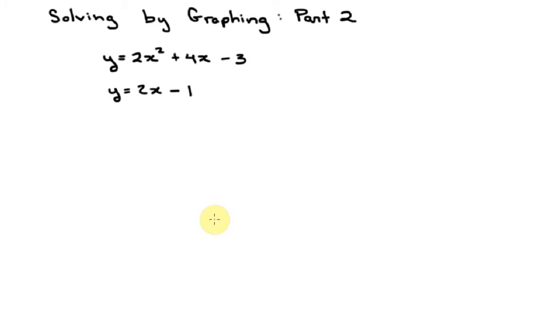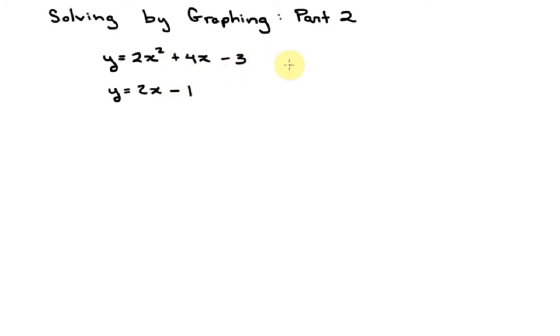All right, welcome to Solving by Graphing Part 2. I've already put an example here: y equals 2x squared plus 4x minus 3, and then a linear equation, y equals 2x minus 1. We're going to try to solve this. So the real work is graphing both of these equations.